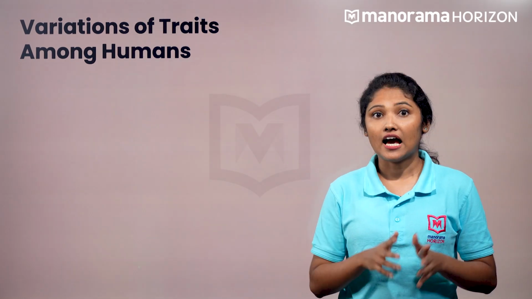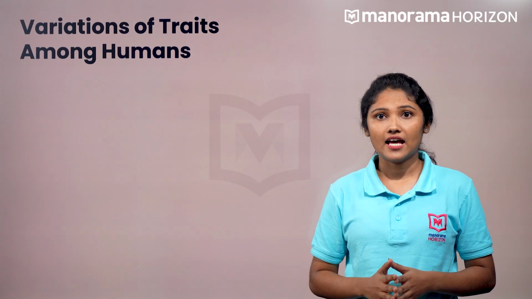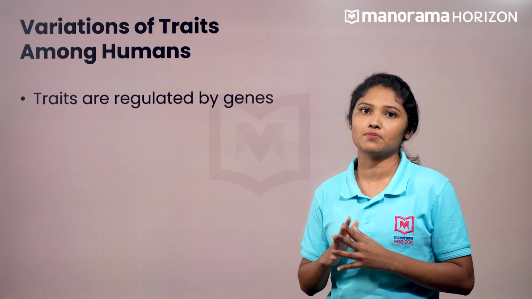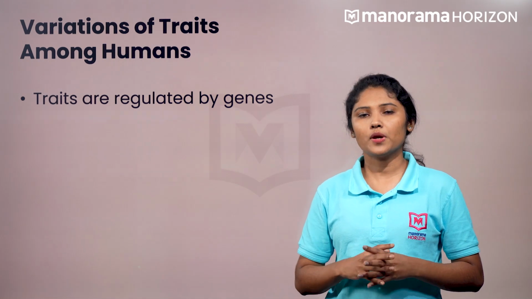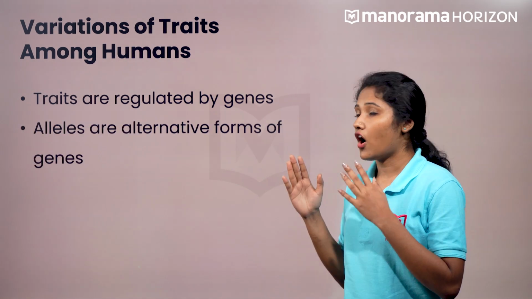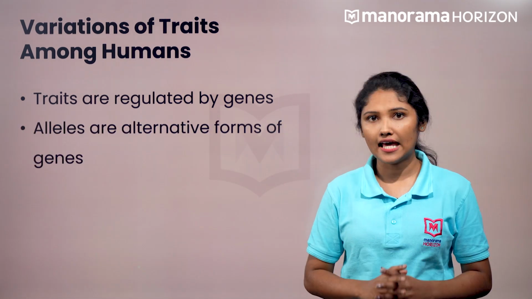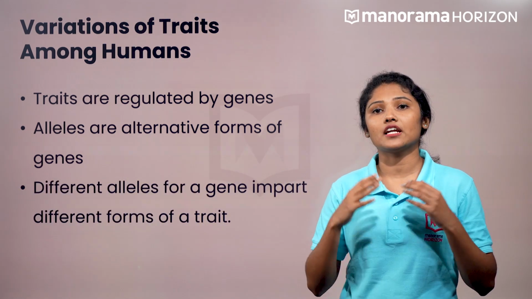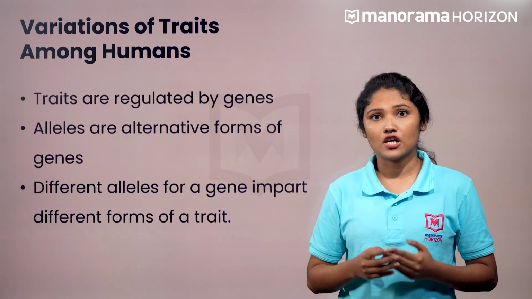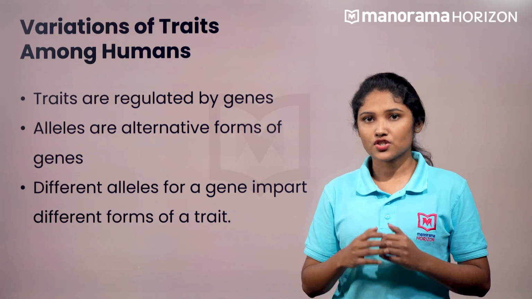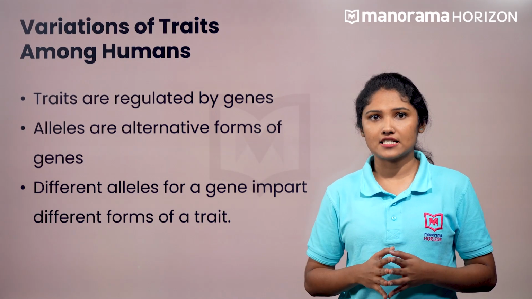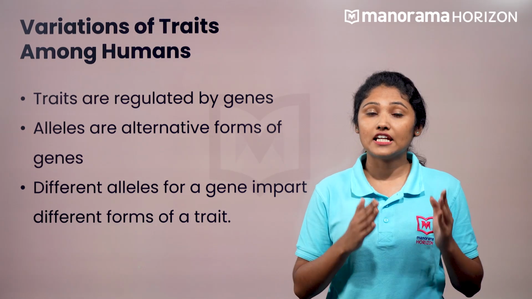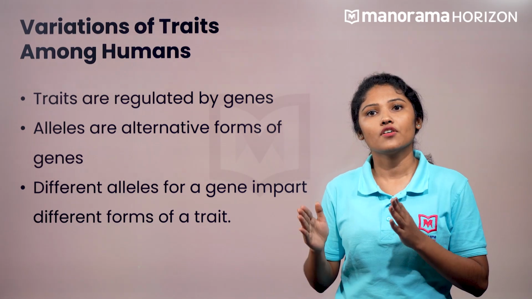We know that eye color, hair color, and many other features of humans are also regulated by genes. We know that genes have alternative forms called alleles. Different alleles of a gene impart different forms of trait to organisms. So, various eye colors present among humans are also the result of different alleles of the gene for eye color.